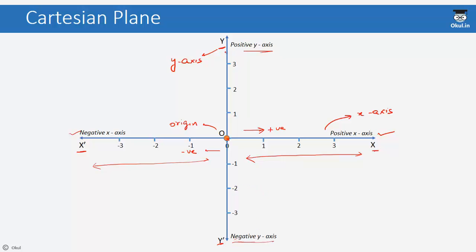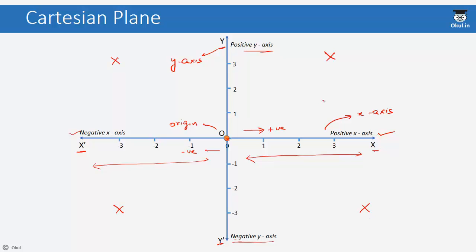You must also have observed that these two axes divide the whole plane into four parts, that is part 1, part 2, part 3 and part 4. All these four parts are called quadrants.